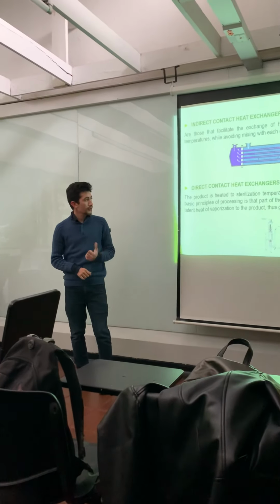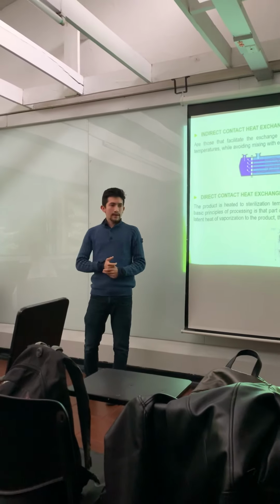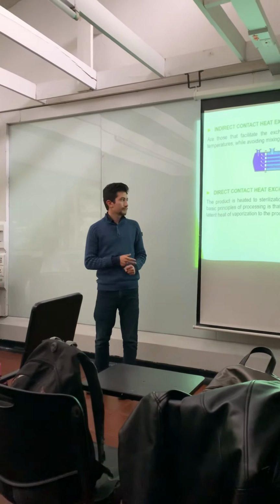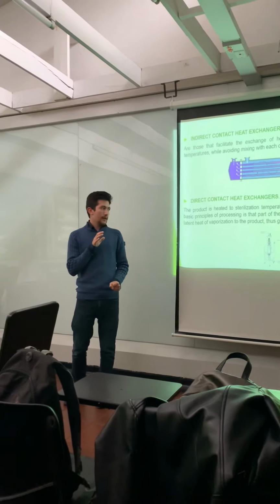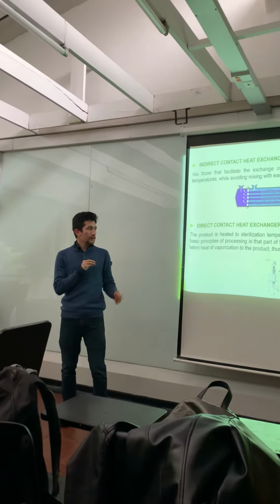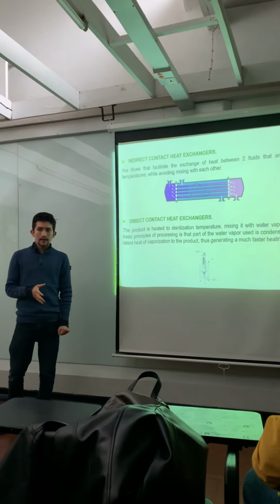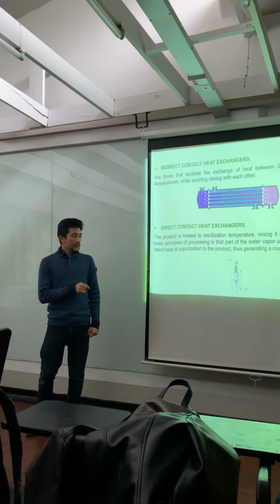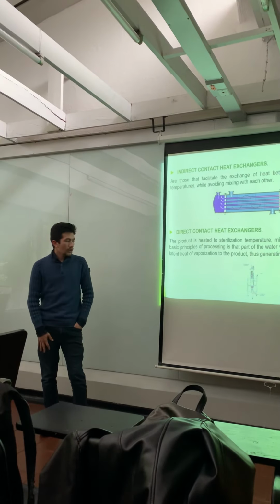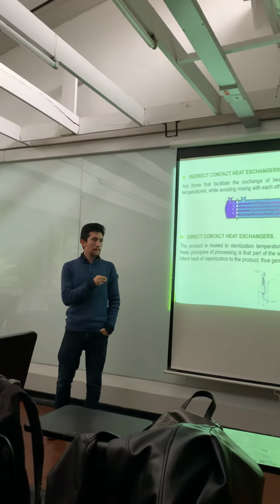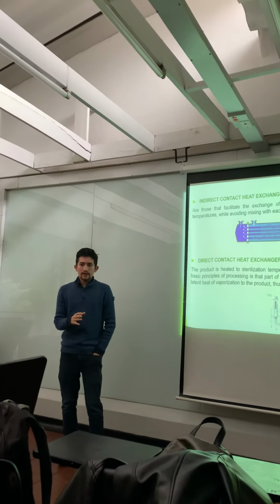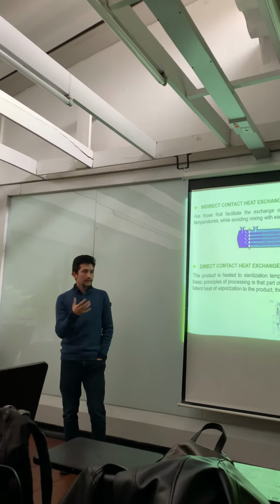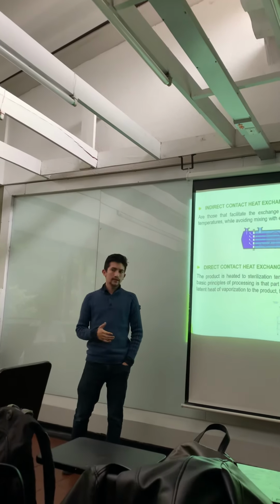In the direct contact heat exchangers, the product is heated to sterilization temperature, mixed with water steam. In the last principle of processing, the water steam is used, the steam condenses, and it releases the latent heat of vaporization into the food. This generates a much higher heat rate than the indirect contact heat exchangers.